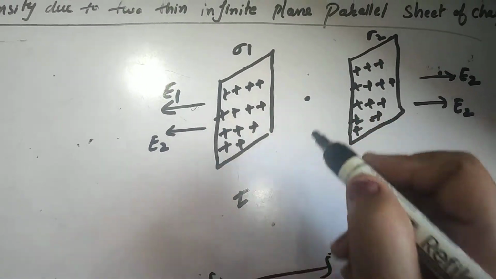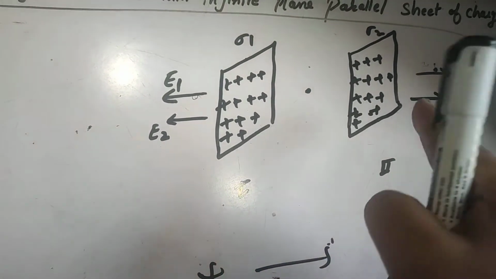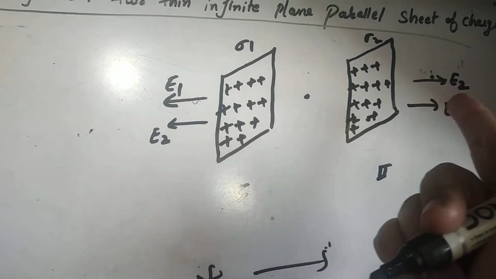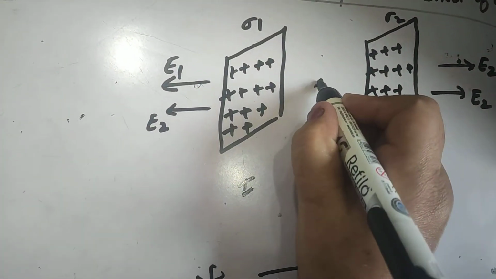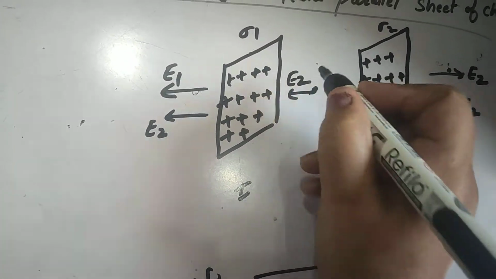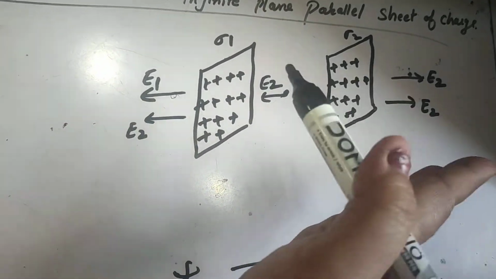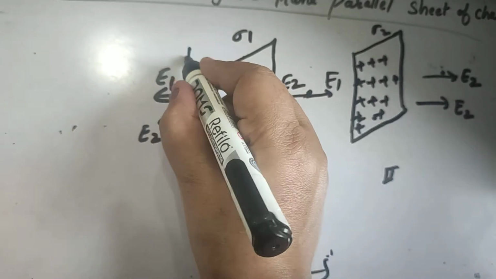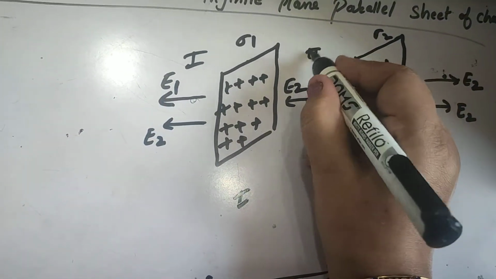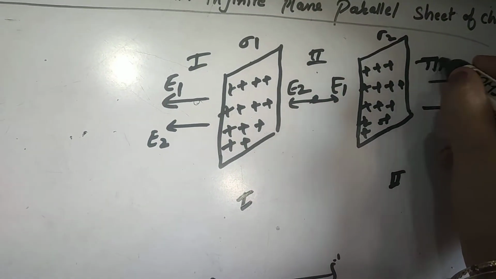Similarly, at the center point for this sheet the field intensity is in this direction, so we mention here E2, and for this sheet in this direction, we mention here E1. Let us name this region 1, this is region 2, and this is region 3.